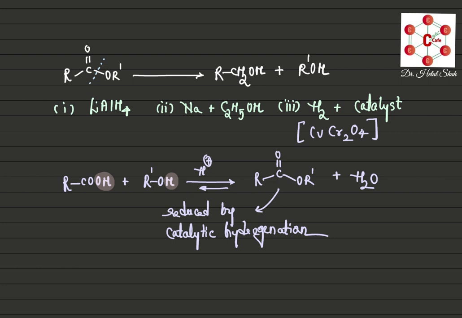Clear? The last method now that we have for our curriculum is getting alcohols from Grignard reagents. So let us take up the last method, not a very difficult thing, very easy. We can do this very, very fast.